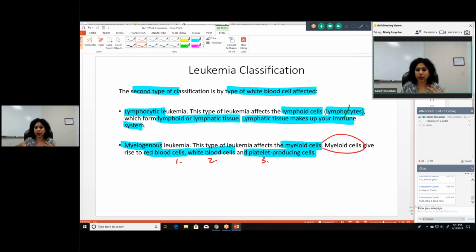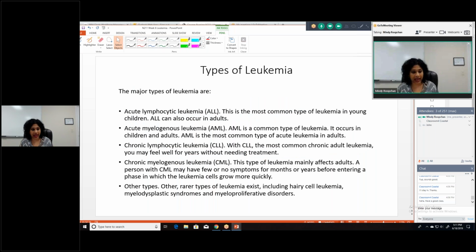So it's going to affect how the red blood cells, white blood cells, and platelet producing cells are going to be born, or they're going to produce. Okay, that gives rise to the major types of leukemia.